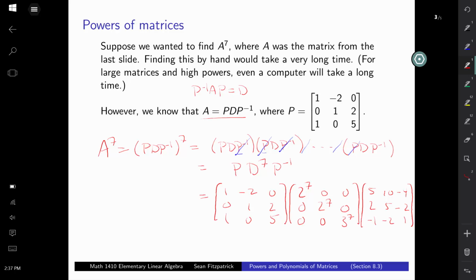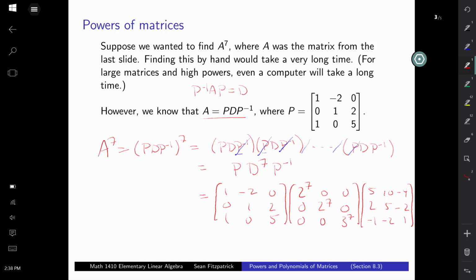I'll leave that for you guys to do. I'm not going to do the multiplication, but you can multiply everything out if you really want to. I'm not going to bother. I'm also not going to calculate 2 to the 7th or 3 to the 7th. We'll just leave those powers alone. But the remaining matrix multiplication is straightforward, right? I've got to do 3 matrix multiplications instead of 7, so I've saved myself a bit of time, right?